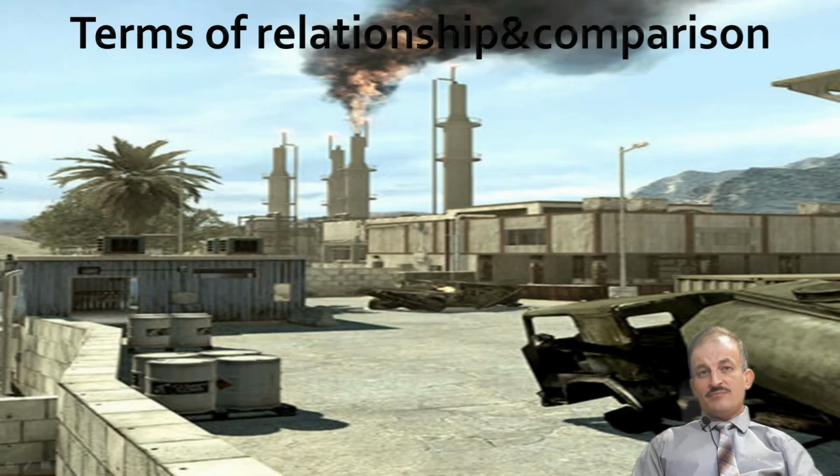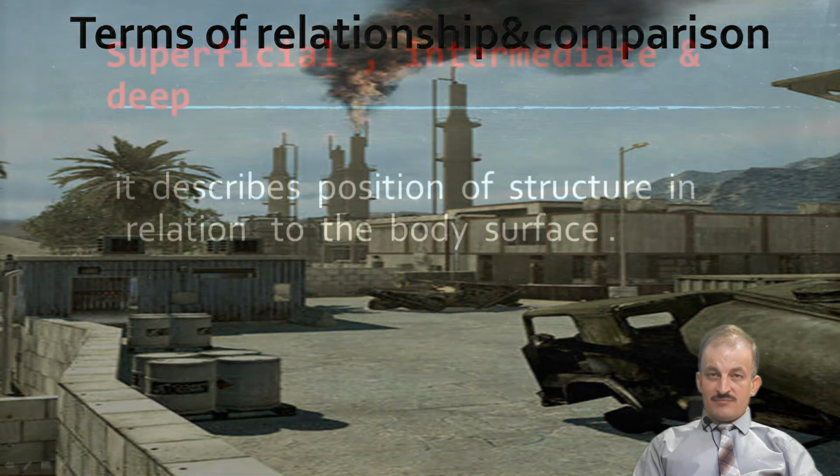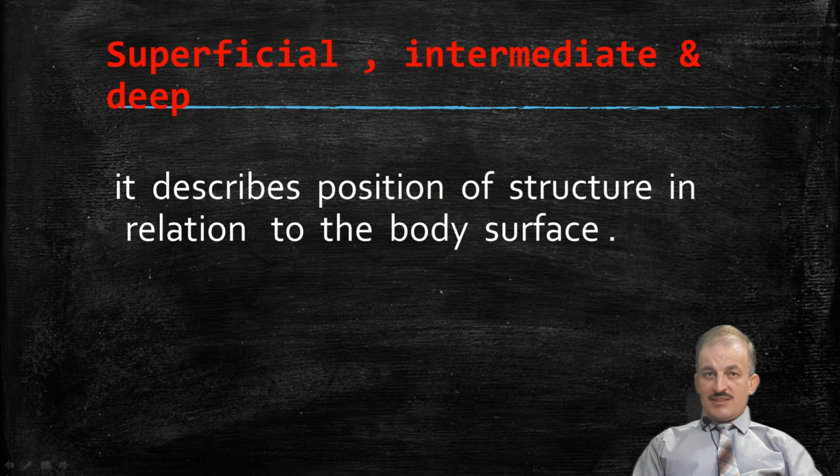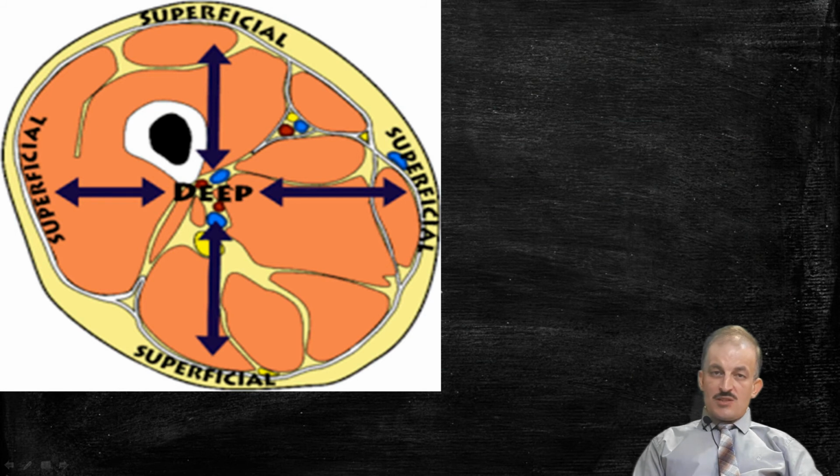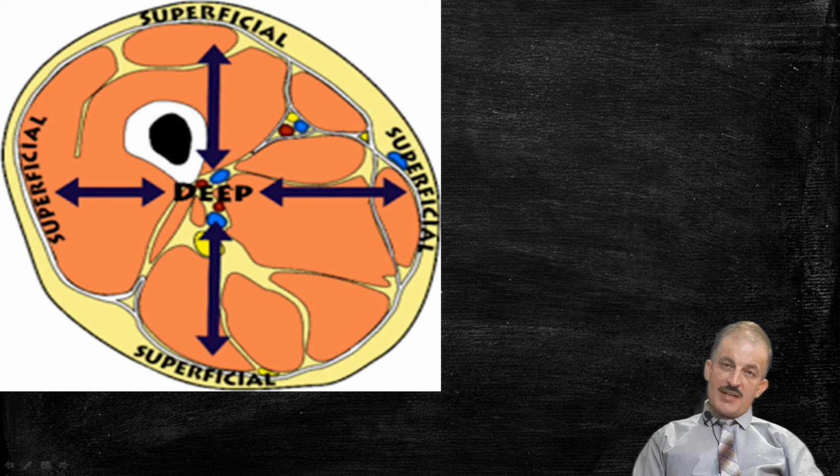Now a new topic: the terms of relationships and comparison. We have superficial, intermediate, and deep, describing positional structure in relation to the body surface. For example, the skin is superficial to the biceps muscle, and the humerus or the arm bone is deep to the biceps and the skin. This figure shows the relation between superficial and intermediate.